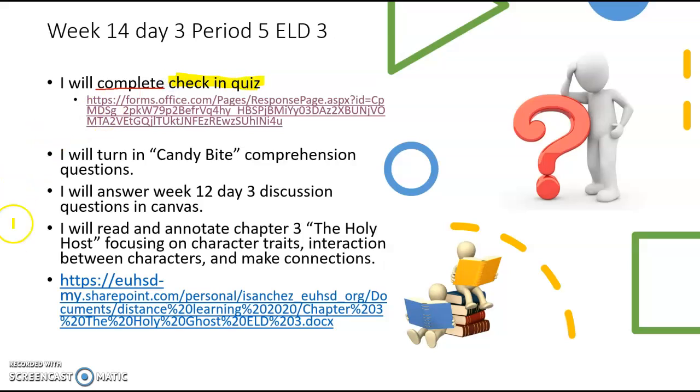And you're going to do the same thing for your next learning objective. I will turn in Candy Bite comprehension questions. So what's the verb there? Hopefully everybody said turn in. And what are you turning in? Your comprehension questions.